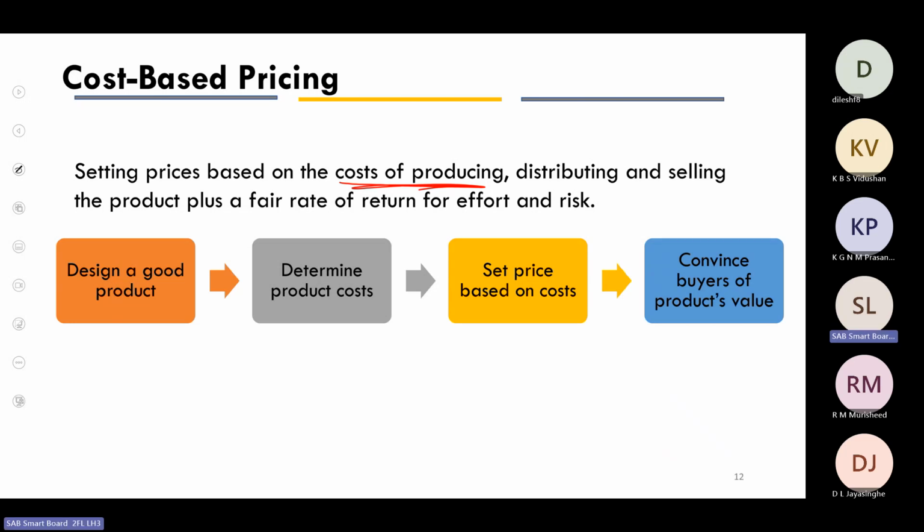Setting prices based on the cost of producing, distributing, and selling the product, plus a fair rate of return for effort and risk. Here, what happens is they design the product first, then determine the cost and set the price. And once they set the price, they convince buyers of the product's value, right? They do not consider what customers want. We can have these types of pricing methods in practice.